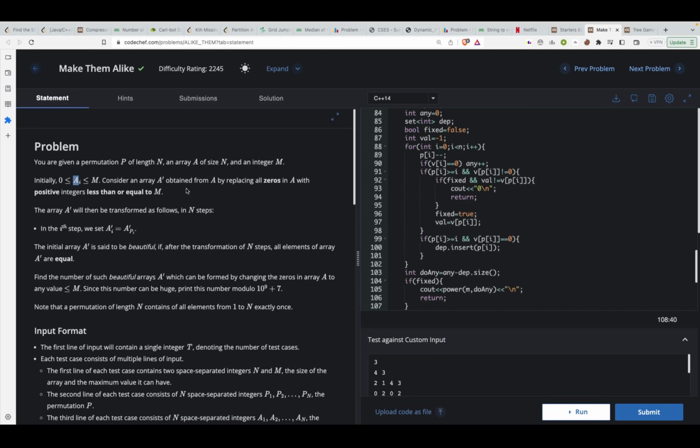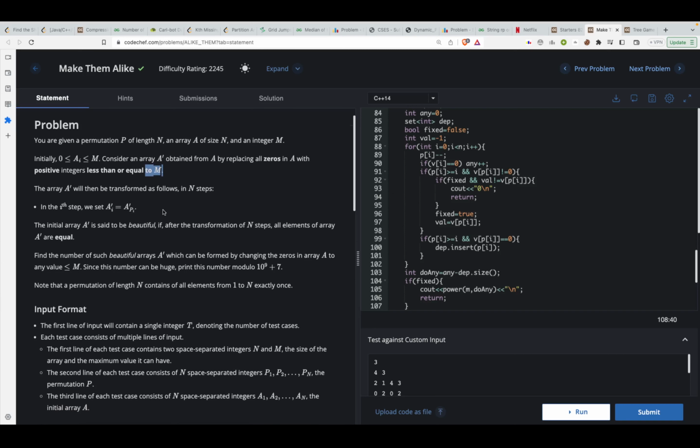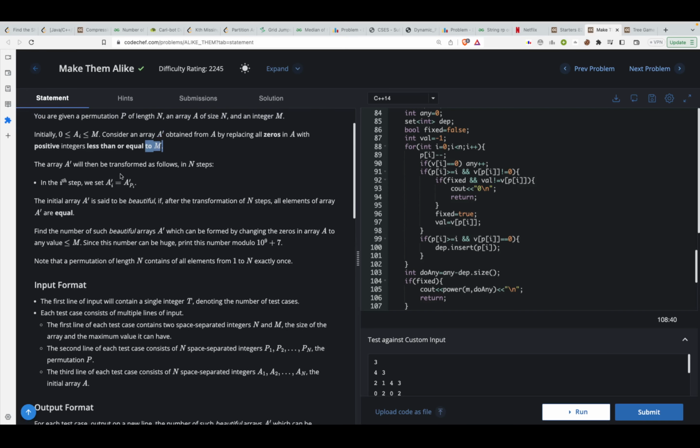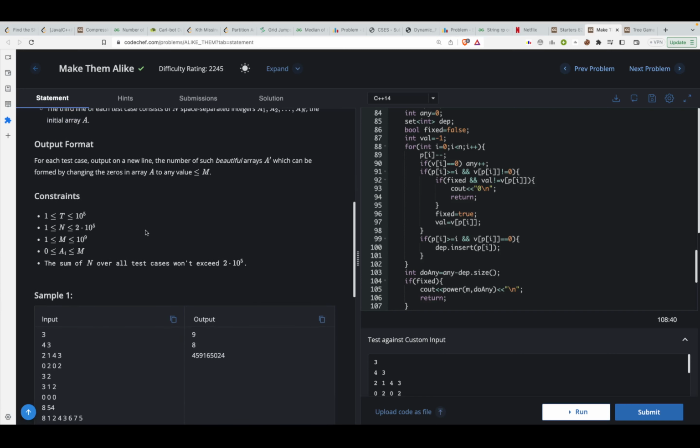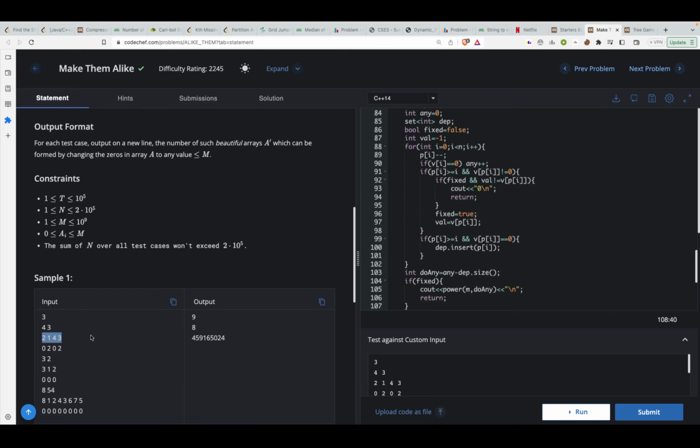So wherever you have zeros, you can replace them with any value that has to be positive, so they cannot be zero again, and they need to be less than or equal to m. And this a dash would be your array. Now you will transform it as follows. In the ith step, you'll set a of i equal to a dash p of i. Now what's this p of i? This is another array they would have provided you.